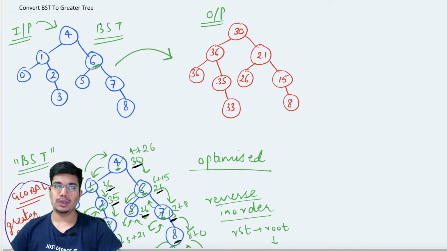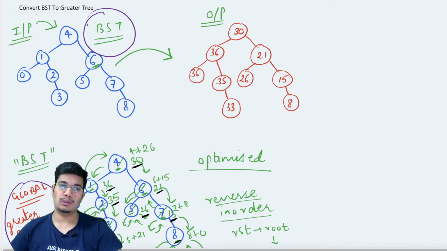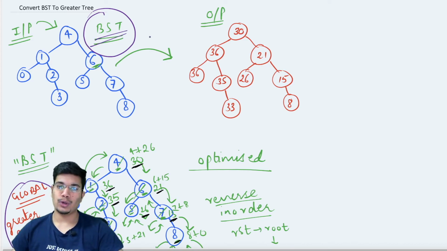And this approach is possible only because this is a BST. For any normal binary tree, this would give a wrong result. This would not be possible. But since they have mentioned it to be a binary search tree, we are using that property to get it done in linear time. So this was all about the explanation for this question.